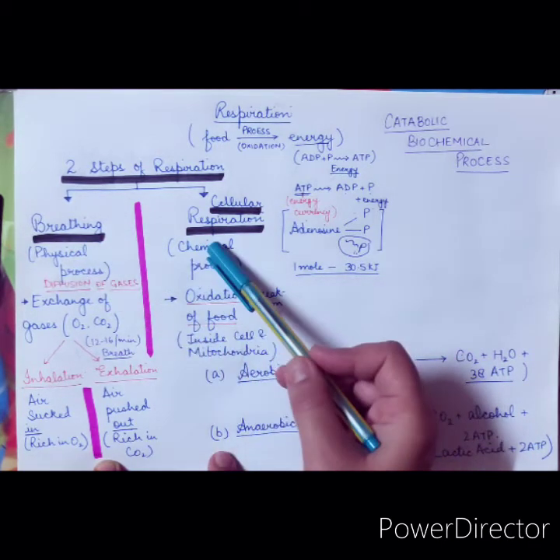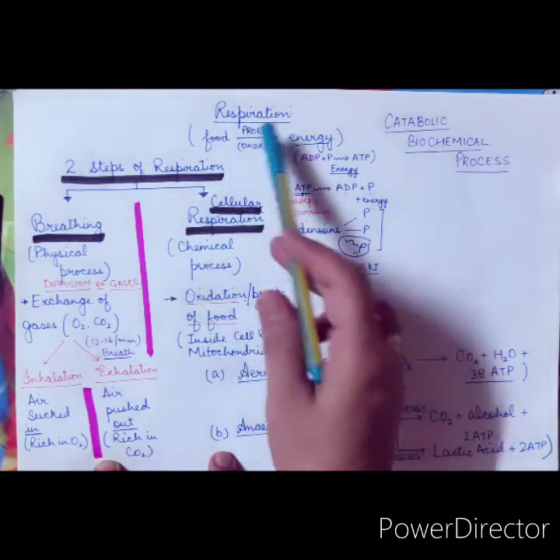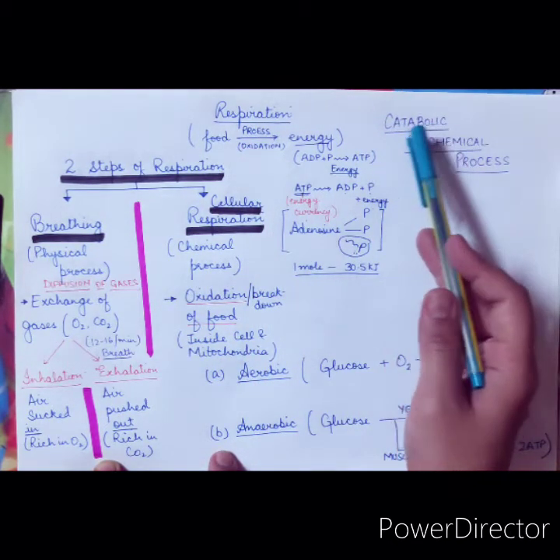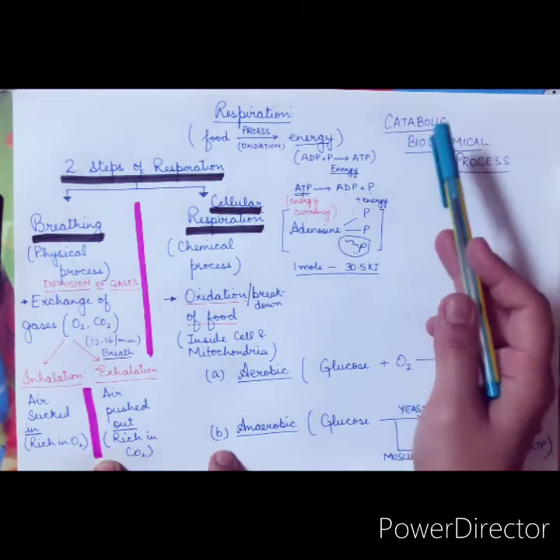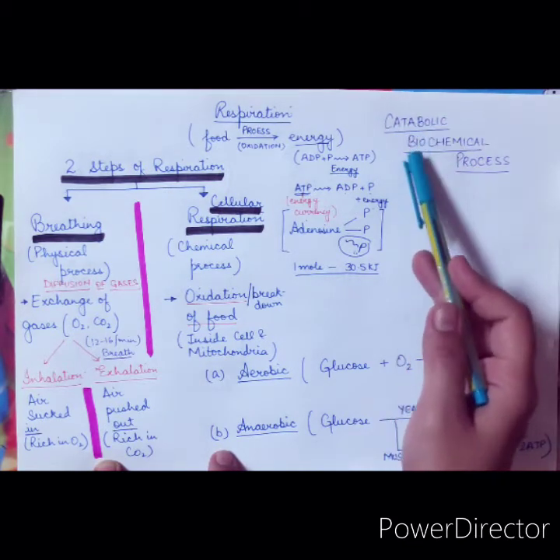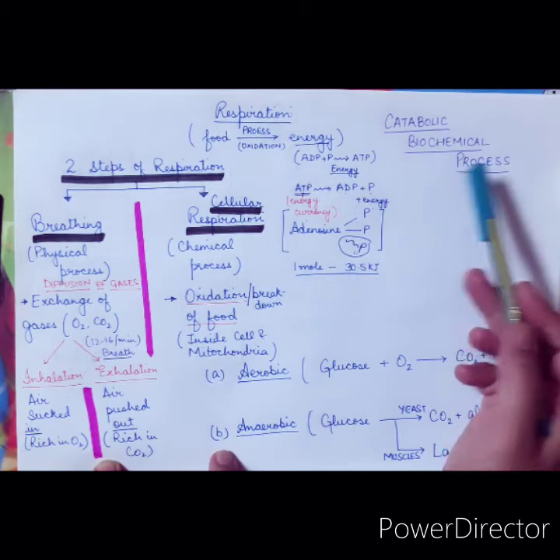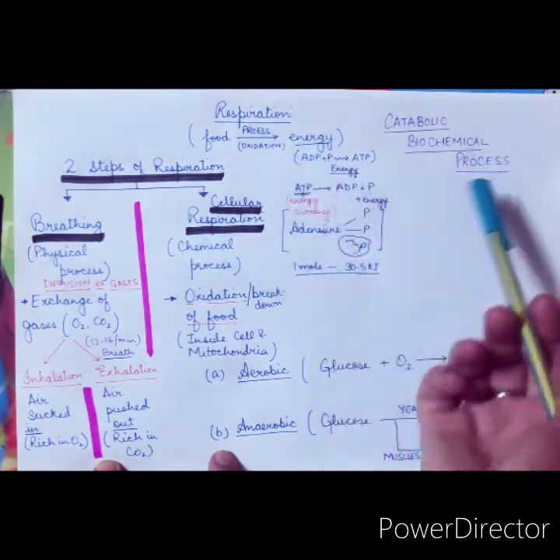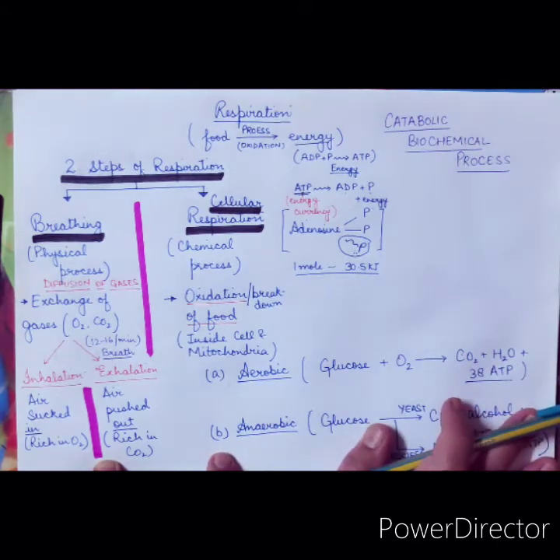Together these 2 steps make respiration a catabolic process because it is breaking down. Catabolism means breaking down of things. It is a catabolic biochemical process, and the main function of that process is to release energy, and this energy will then be utilized by the organism to perform different functions.